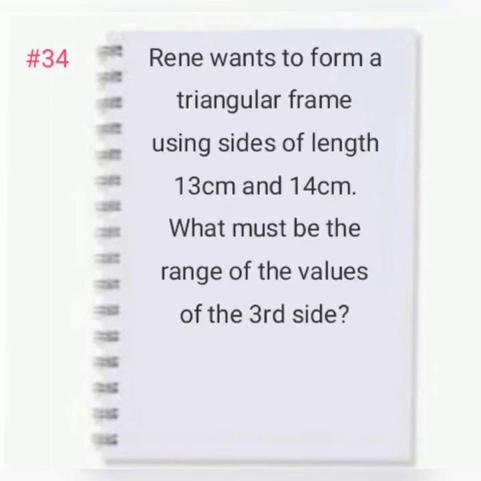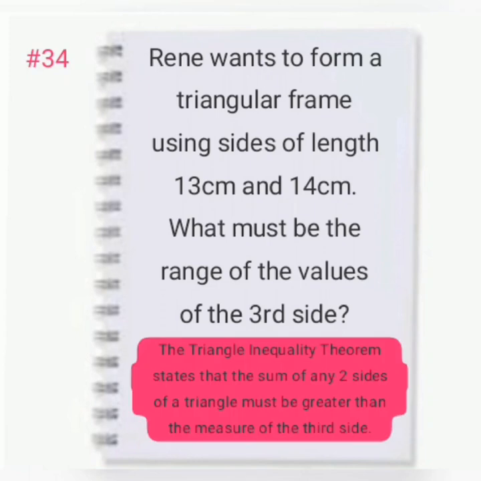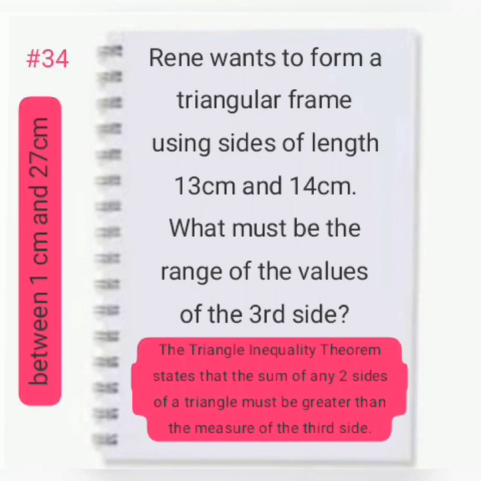Rene wants to form a triangular frame using sides of length 13 cm and 14 cm. What must be the range of the values of the third side? The triangle inequality theorem states that the sum of any two sides of a triangle must be greater than the measure of the third side, so the third side must be between 1 cm and 27 cm.